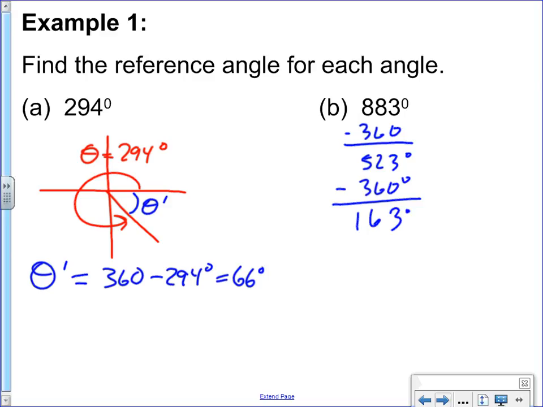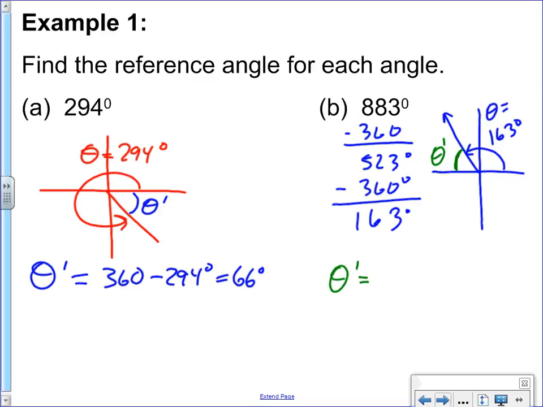Where is 163? Second quadrant. Yeah, so let's pretend this right here is 163. That's my theta. Okay? So the reference angle is the little piece closest to the x-axis. So in the second quadrant, to find the reference angle, 180 minus 163, which is 17, which is a more manageable number.